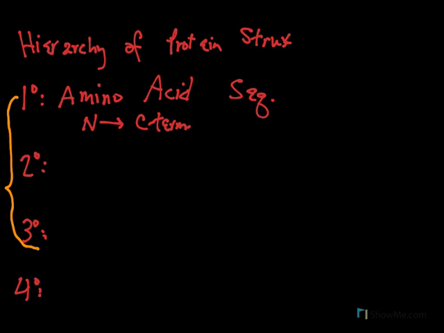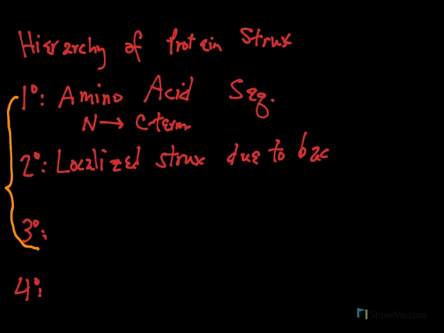Then we have the secondary structure. And what was the secondary structure? That's the localized structure. And what was it due solely to? That's right, due to the backbone interactions. It does not have to do with the R group. It's supposed to be backbone.